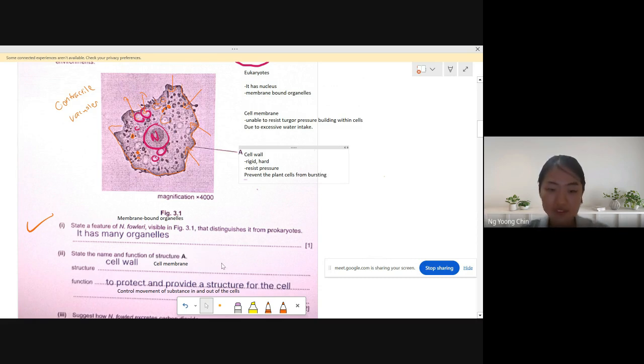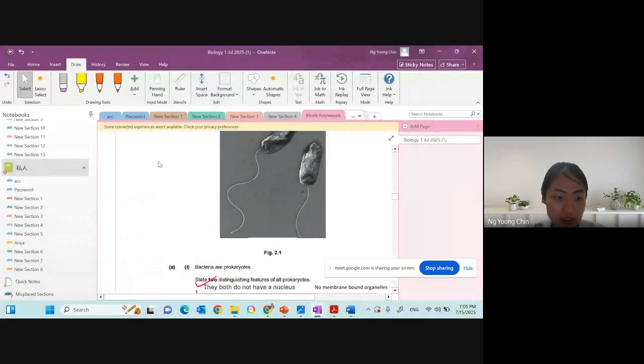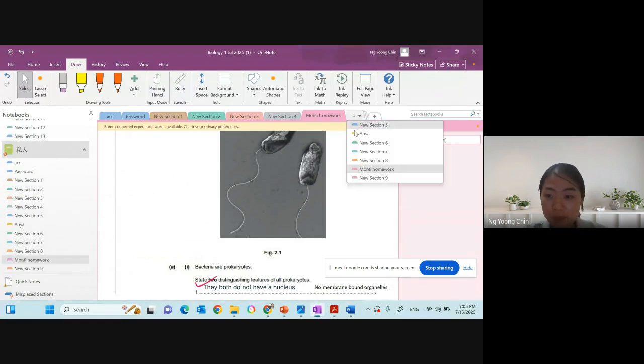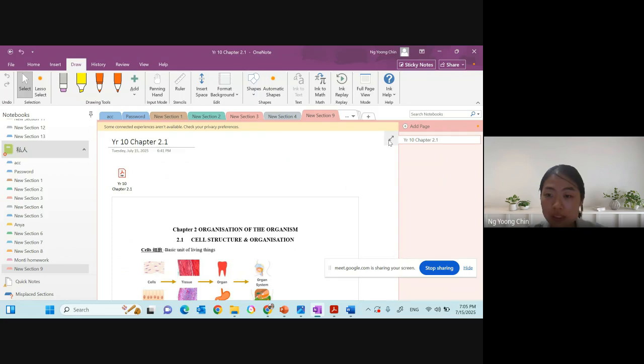And then for this one, describe the feature for prokaryote. Maybe we can start our chapter for today. You can open your notes for chapter 2.1. We are going to enter the new chapter for today.